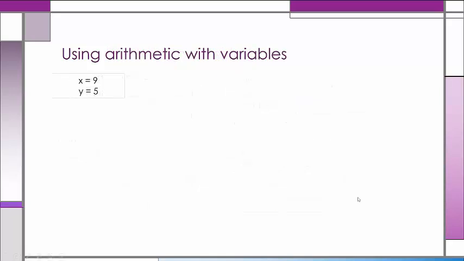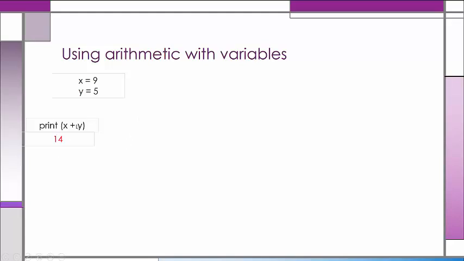So let's start looking at using arithmetic operators with our variables. Here I've set up two very simple variables, x and y, and I'm assigning x the integer 9, and I'm assigning y the integer 5. Again, remember, variables on the left, values we're assigning on the right. So this looks pretty straightforward.